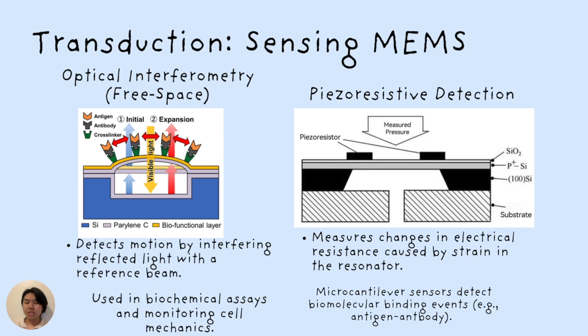Next is piezoresistive detection. This technique monitors changes in electrical resistance due to mechanical strain in the resonator. Microcantilever sensors use this to detect biomolecular binding events, such as antigen-antibody interactions.